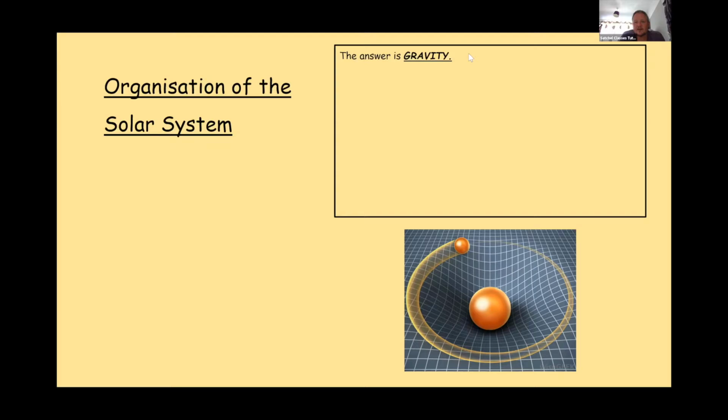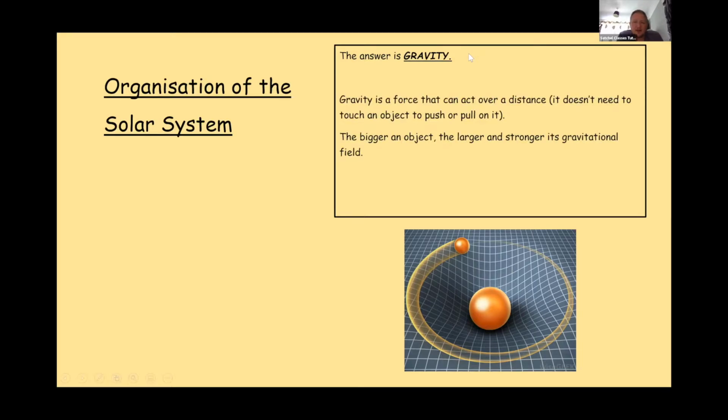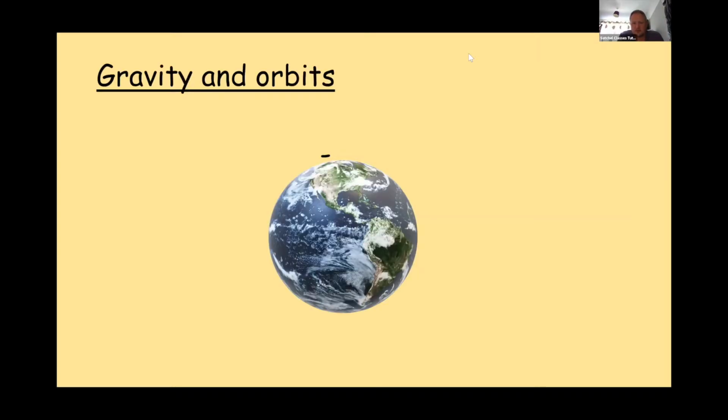Gravity is a force that can act over a long distance. It doesn't need to touch an object to push or to pull on it. The bigger an object is, the more mass it contains, the larger and stronger its gravitational field, like the sun. So what do I mean by gravity? And what's this thing that we're talking about called orbit?